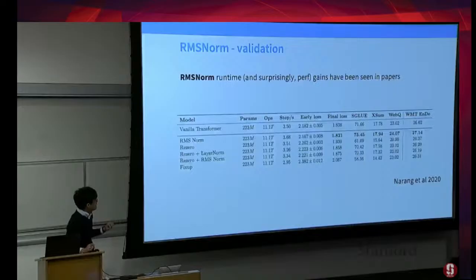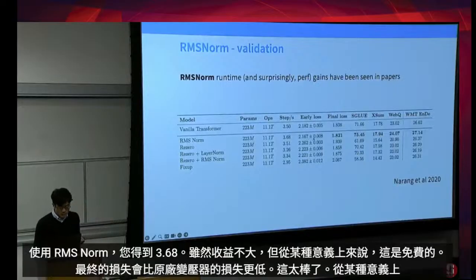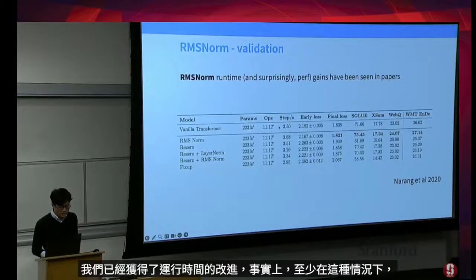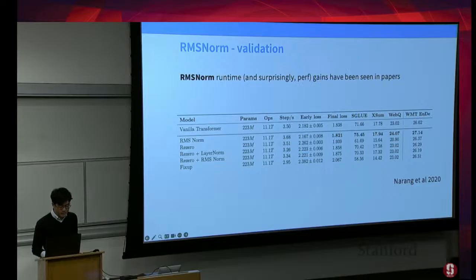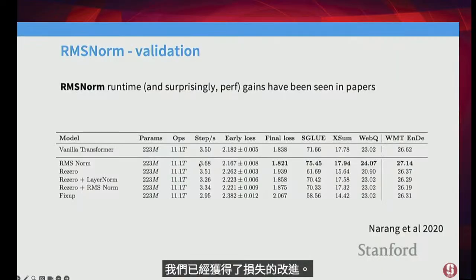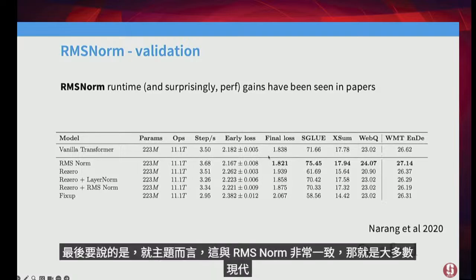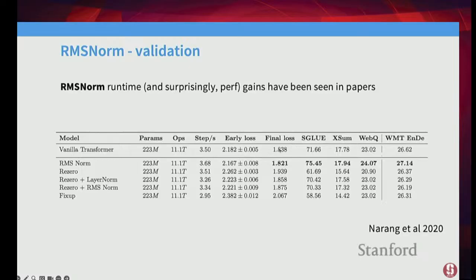In 2020 had this very nice ablation showing the vanilla transformer and the RMS norm version, and you see the exact thing I told you. The number of steps per second you can do in a vanilla transformer is 3.5 per second. With RMS norm, you get 3.68. Not a huge gain, but that's in some sense for free. And you get a final loss that's lower than the vanilla transformer. So that's great, right? We've gotten runtime improvements and, at least in this case, loss improvements. That's a win-win for us.